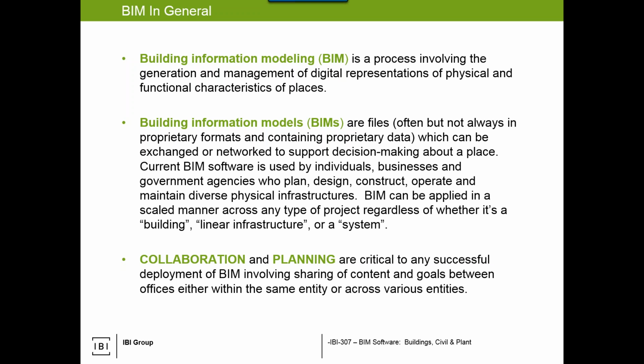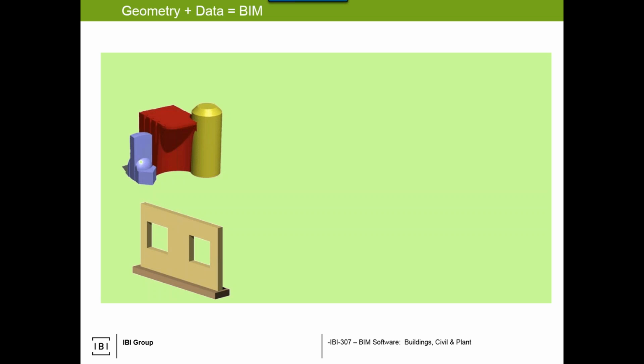And it does span the I, the B, the I, so it can be a building, a linear infrastructure, or a system, which is a collection of information or asset data. Collaboration and planning are critical, and there'll be a session talking about BIM collaboration later on, but this forms part of how you plan. We've talked previously about what you BIM and why you BIM. This is going to get into the how you're going to BIM as well with respect to software.